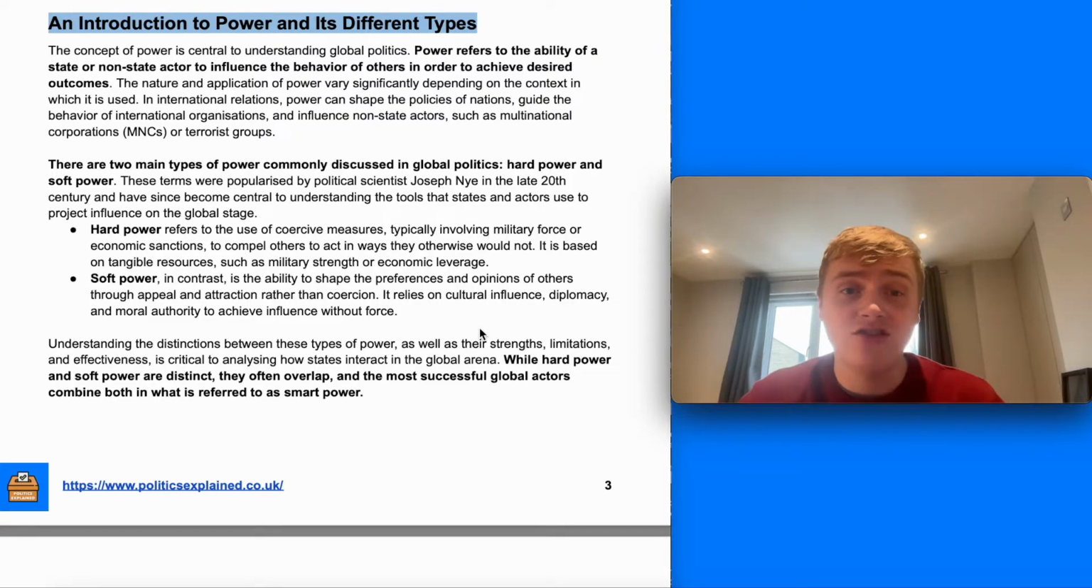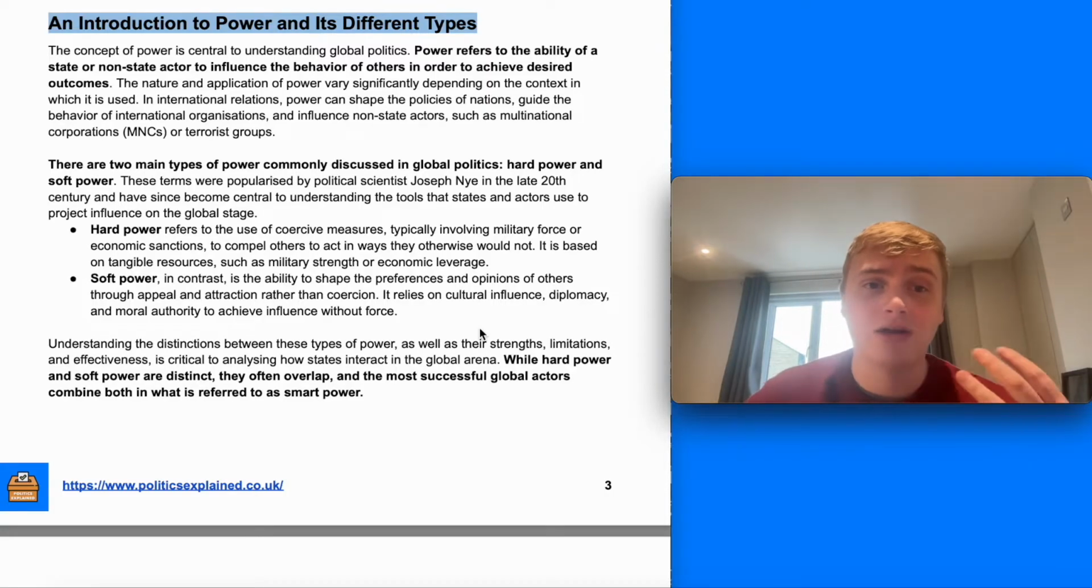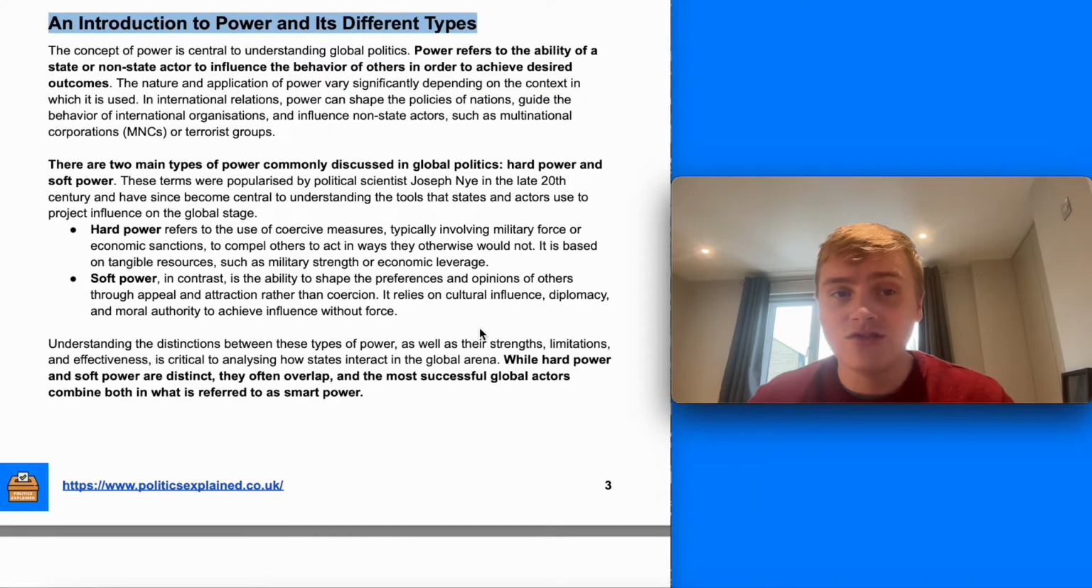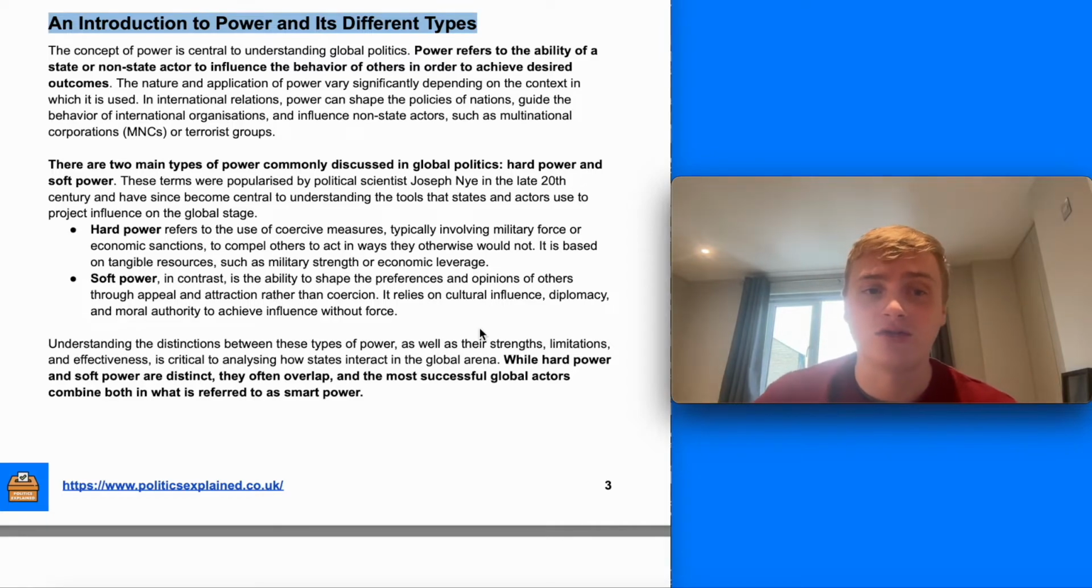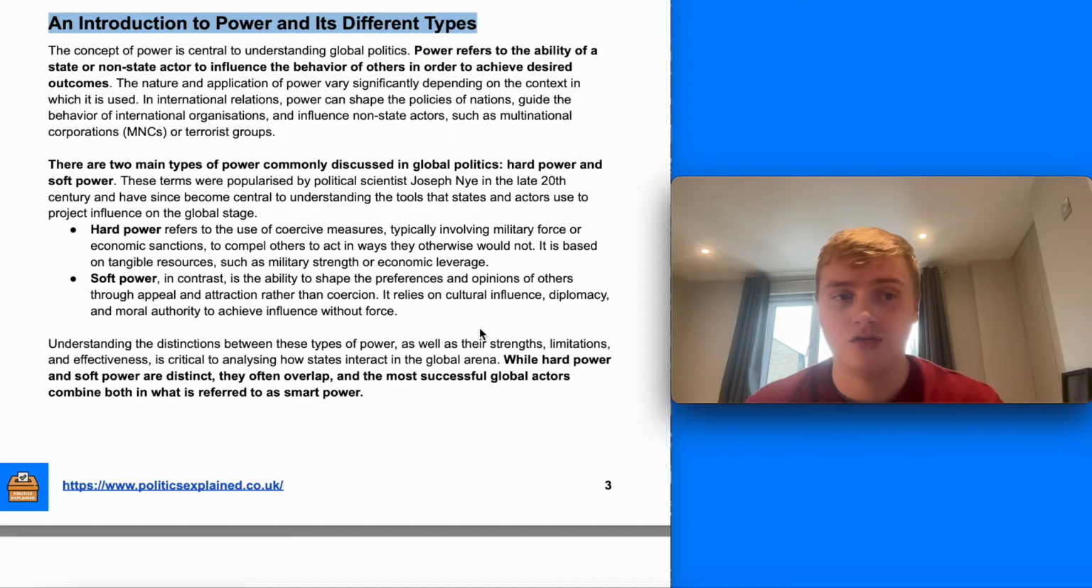The nature and application of power varies significantly based on the context in which it's used. So in international relations, power can shape the policies of nations, guide the behaviour of international organisations, so power within the international community also relates to intergovernmental organisations, and influence non-state actors such as multinational corporations and terrorist groups as well.